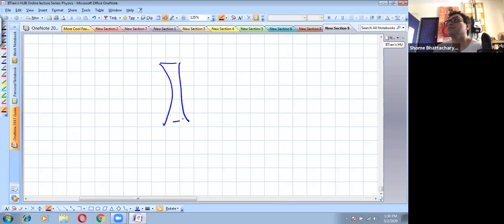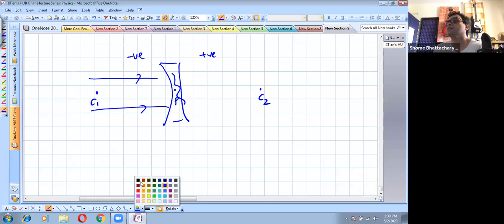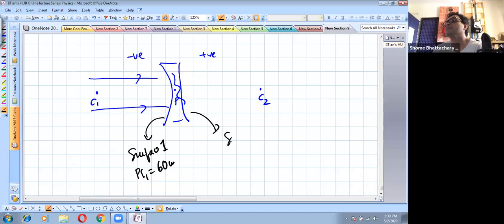So for example, if I take the situation that light is incident from here, I take this as the negative side and take this as the positive side. So the first surface's center of curvature is here, and the second surface's center of curvature is here. So in this generic case, this will be my surface 1, which has PC1 equal to 60 centimeters. And this will be my second surface, where PC2 will be 120 centimeters, I think we have taken.